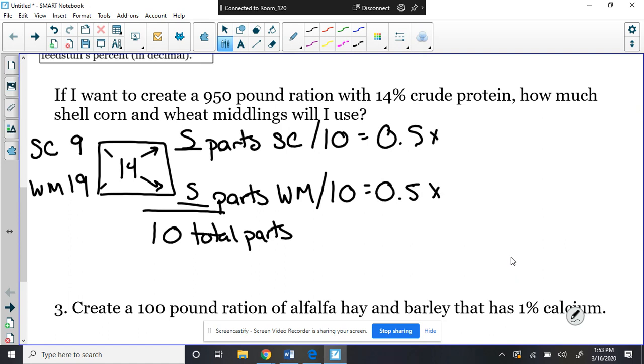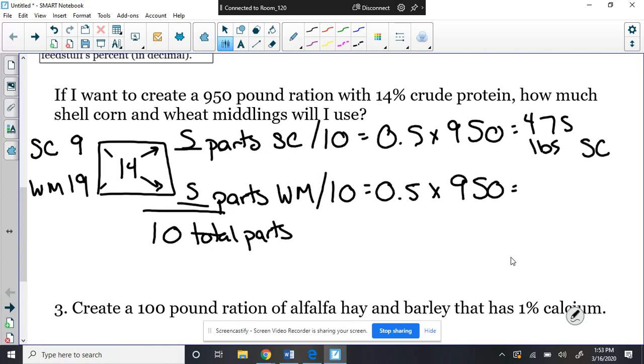I take each of these values, I multiply them by 950 pounds. It's kind of convenient because these are the same number, which means I'm going to get the same answer. So for both of those, it's going to end up being 475 pounds of that individual nutrient. So in this case, shell corn, and in this case, the wheat middlings. So for number 2, you should have gotten 475 pounds for each. Again, I went through that kind of quickly, but I'm following each of those steps as I work my way through.